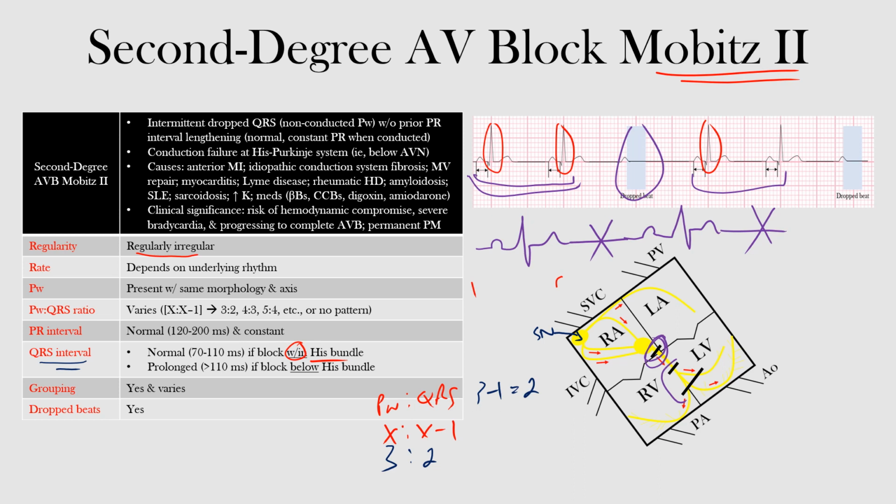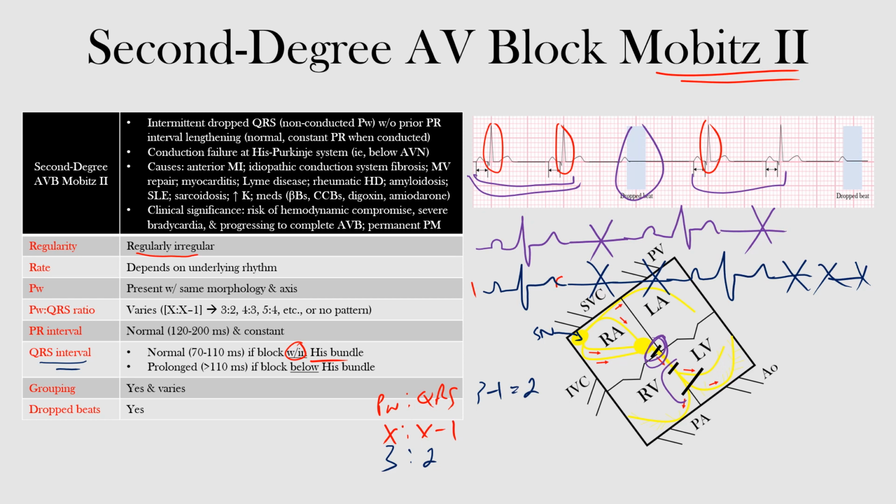So what I'm saying is if you have a beat that's conducted through, then you have a dropped beat and another dropped beat, and then one conducted through and then it dropped, and maybe dropped even again. This is something that you should be aware of. It could be really life-threatening and can be a precursor to third-degree or complete heart block.